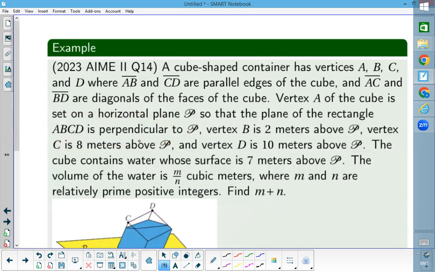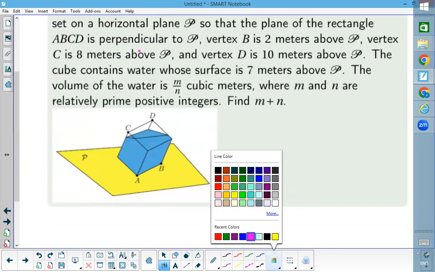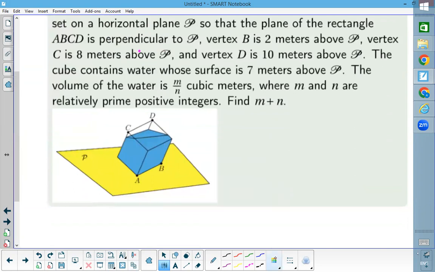Okay, so let's do the next thing. How do we end up calculating that? The idea is we want to figure out what these two triangles are. The first thing to notice is that this plane is a vertical plane. Remember that this plane, ABCD, is vertical.